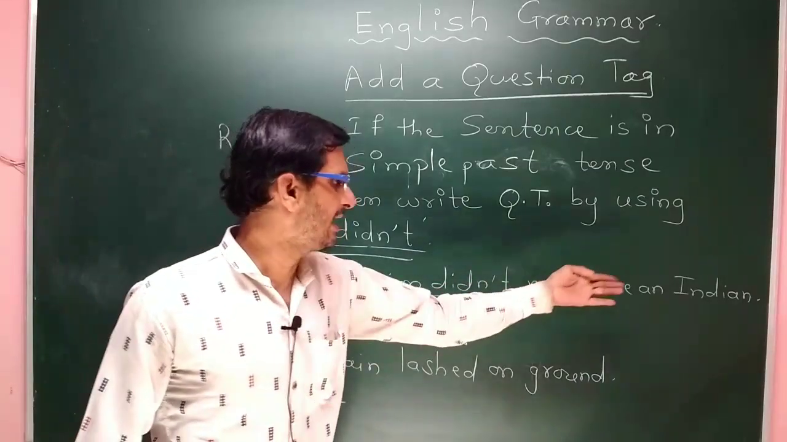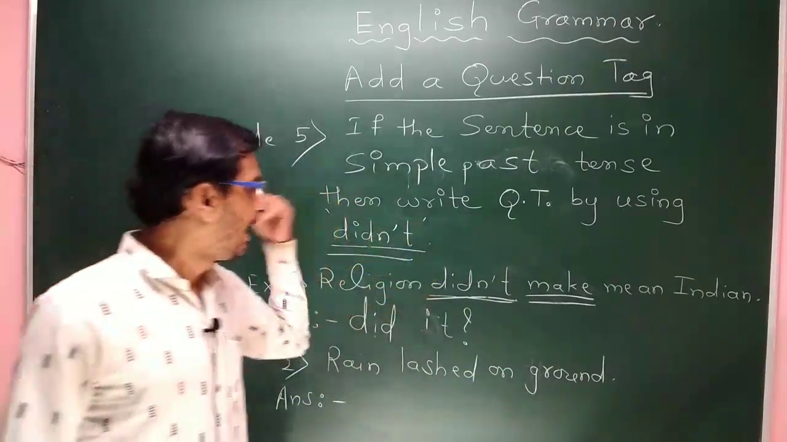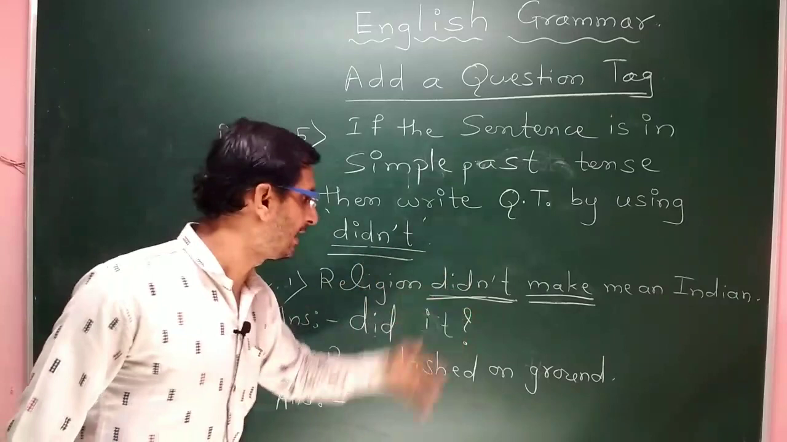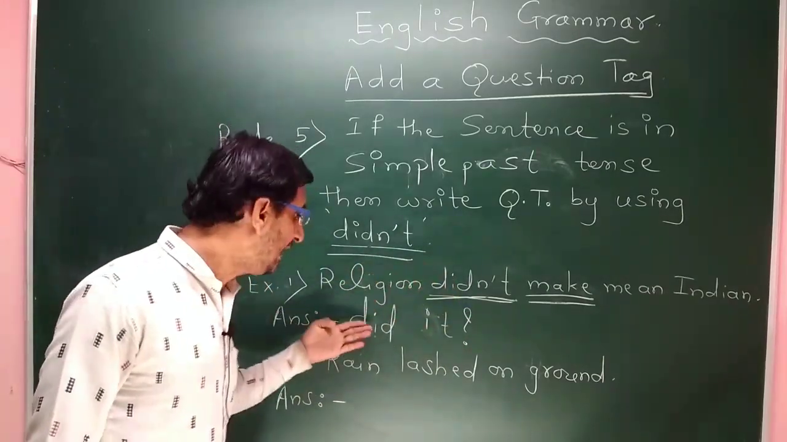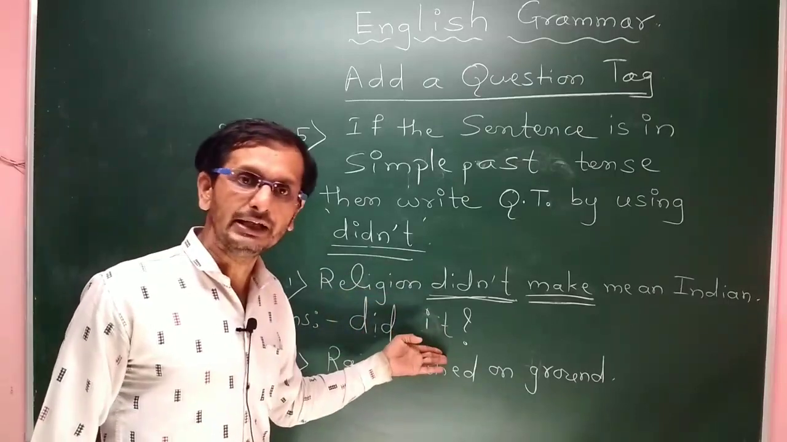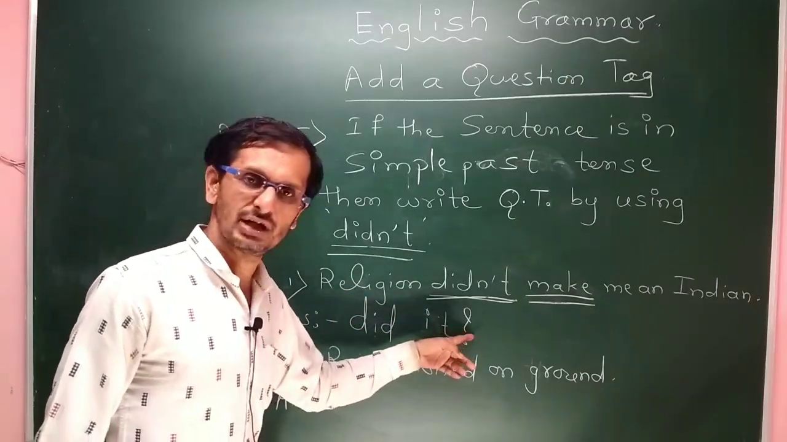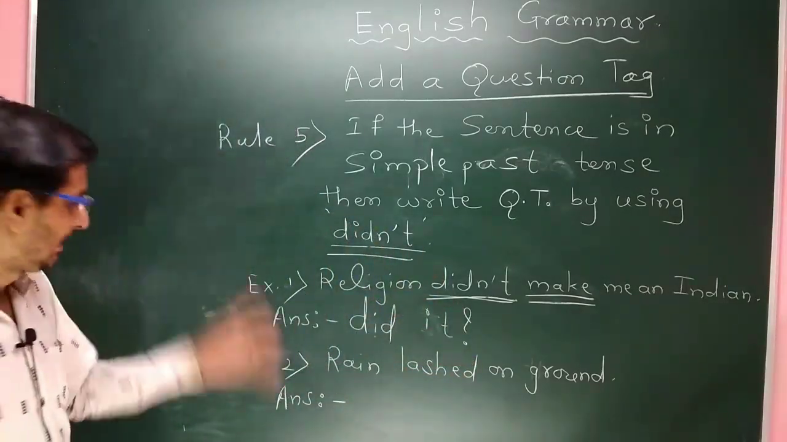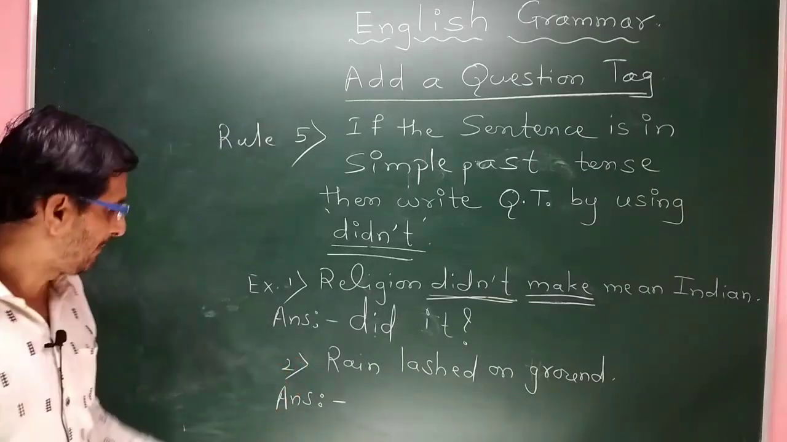Here everything is ready made before you. Religion didn't make me an Indian. Now you have to look for the helping verb. The helping verb is didn't, and didn't will become did, and religion is a non-living thing, so obviously it will become it. Did it? Question mark. Now we will go for the second example.